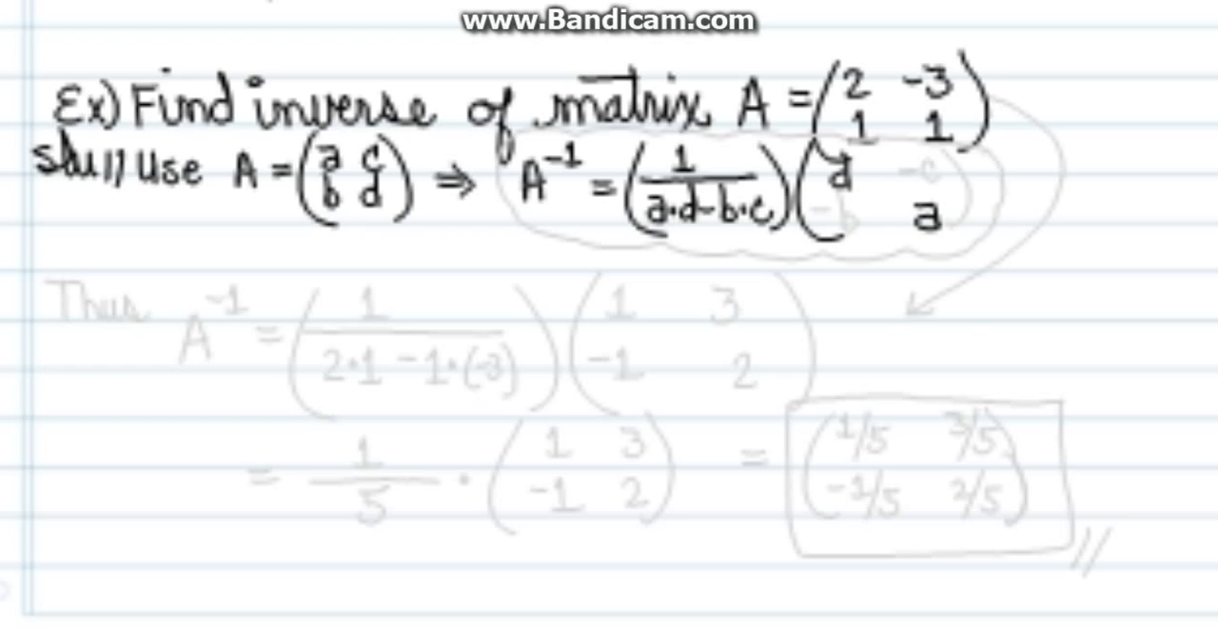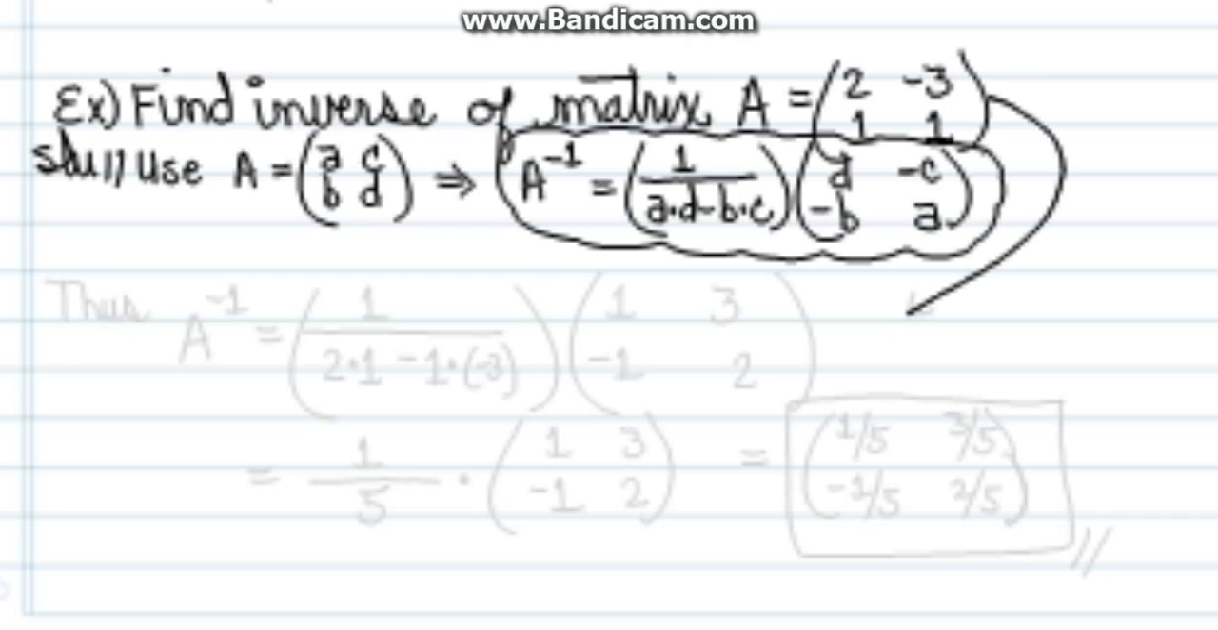And we're not going to swap the other diagonal. Instead, we're just going to change the sign on the other diagonal: negative B down below and a negative C up above. That is our formula. So A inverse is equal to 1 over cross product minus cross product in the denominator, times this new matrix formed by swapping the diagonal entries A and D and not swapping the other diagonal, just changing the signs.